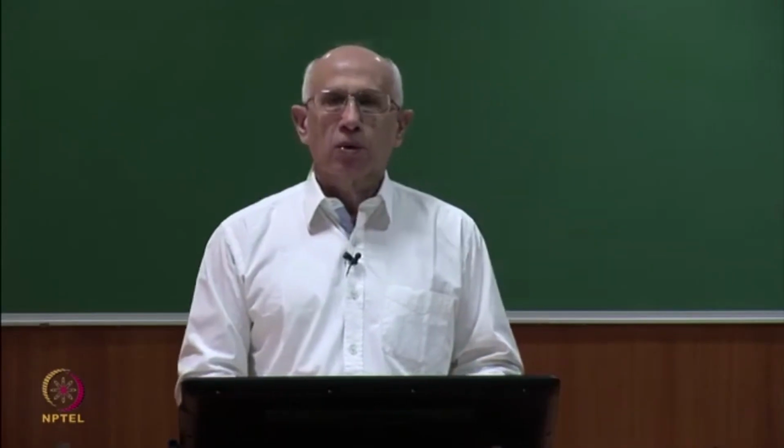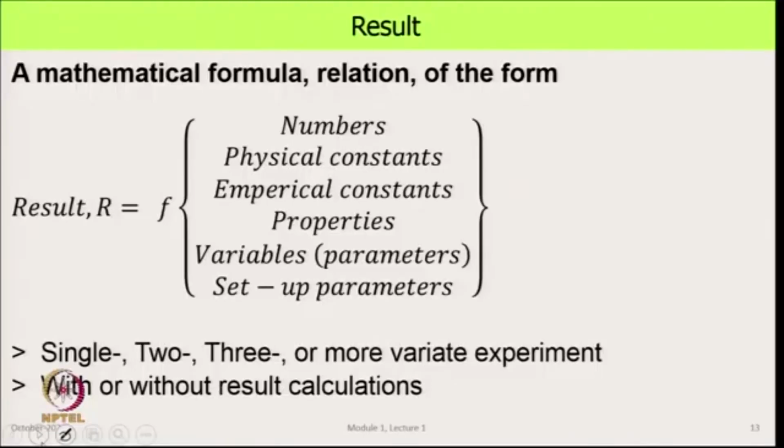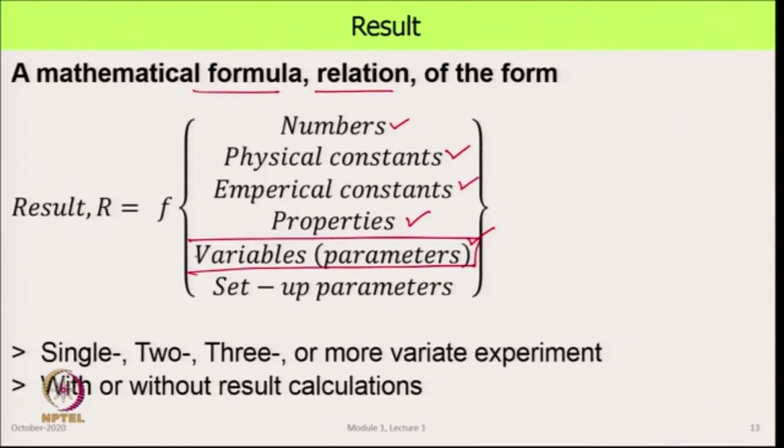So, that is two definitions. A third definition is about, we have talked yesterday about a result. In the context of this course, a result is a mathematical formula or a mathematical relation which has in it the function of some numbers, physical constants, they do not change, say, empirical constants which were obtained by some experiment, and we put some numbers in it, some properties of materials, so variables. This is what we measured.